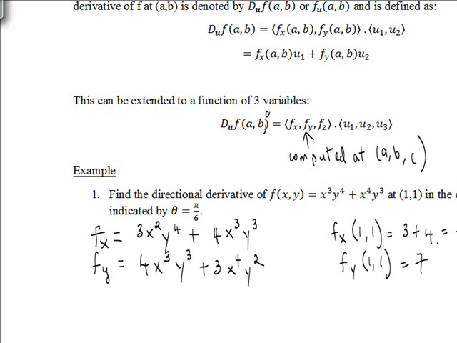Okay? What, did I switch something here? You good? Okay, so we found the first partials. Now we need to find the direction, right? So what did it say? In the direction indicated by this angle.